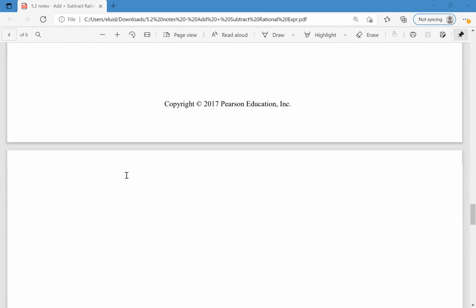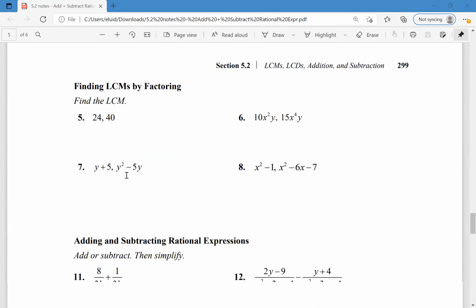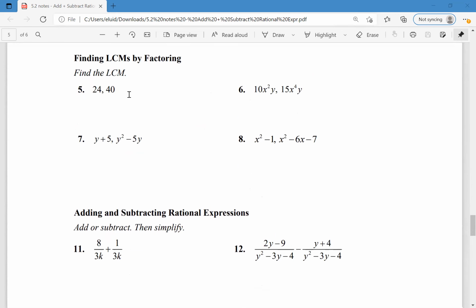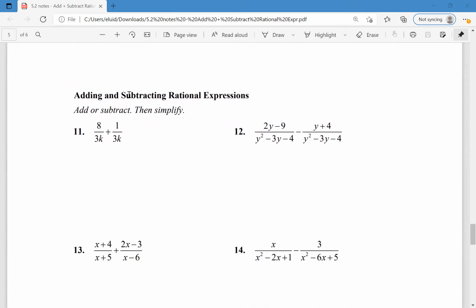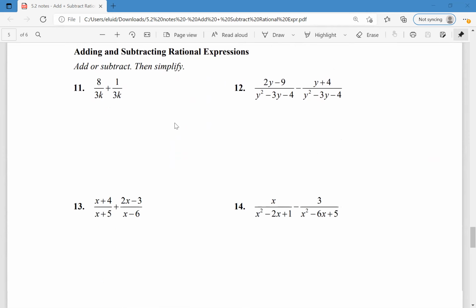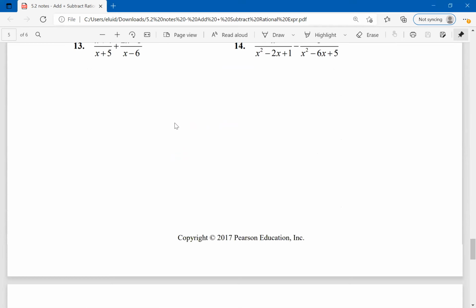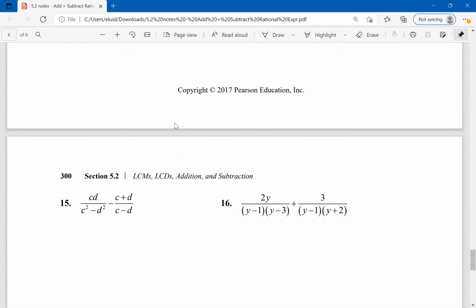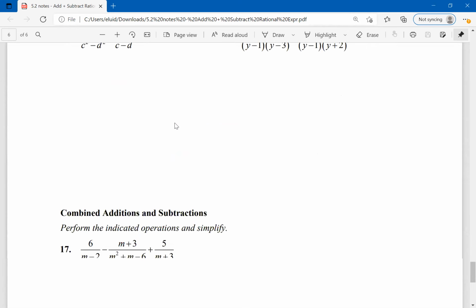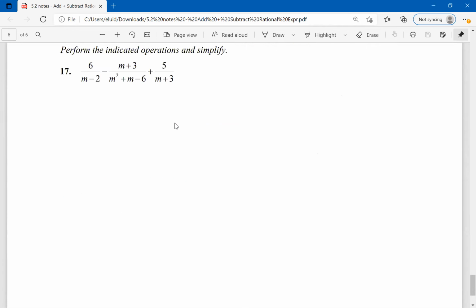All right, let's see what problems we have here. First, we have some practice finding LCMs by factoring. And then there's adding and subtracting rational expressions. I'm going to scroll through and see if there's maybe one extra hard one we should do. Okay, I think I'm going to just have us do number 17 right now.